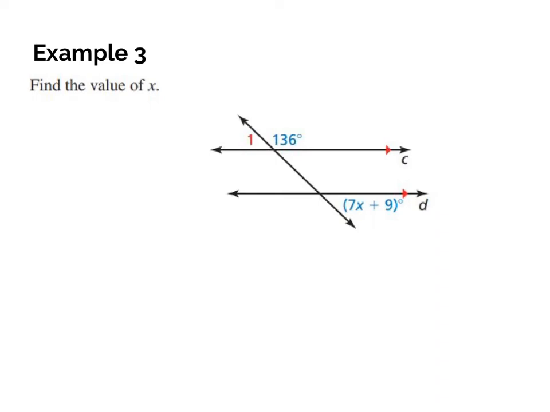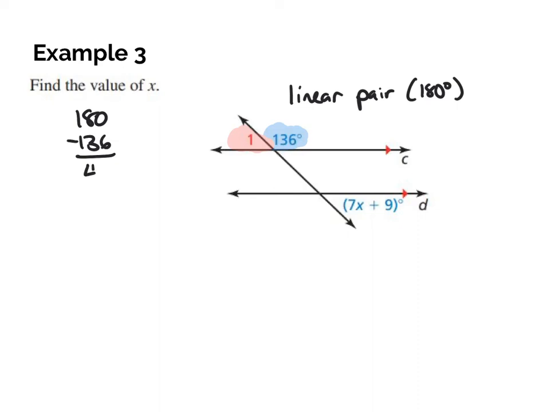In this example, we're not going to use vertical angles, but instead notice how I have two angles next to each other. I have 136 that's given, and then we have angle 1. Anytime you have two angles next to each other, especially since they're on the same line, they are technically a linear pair, which means that they add up to 180 degrees. So if this is 136 degrees, if I take 180 and subtract 136, that tells me that the missing angle, angle 1, is going to be 44 degrees.